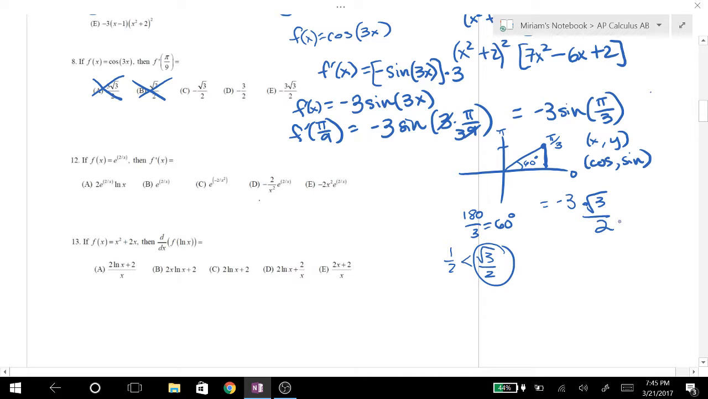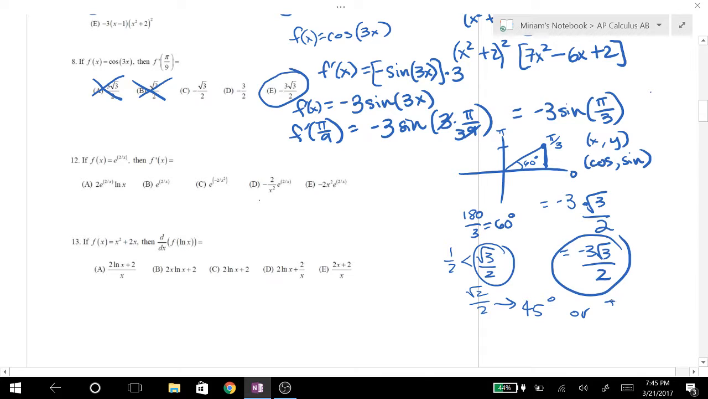And if you remember, within the first quadrant, the options that we have are 1/2 or square root of 3 over 2 or square root of 2 over 2 as the values, okay? So now I've made a decision, square root of 3 over 2. This is my answer, and that's letter E. And I know that it's not square root of 2 over 2 because square root of 2 over 2 works for 45 degrees, or pi over 4.